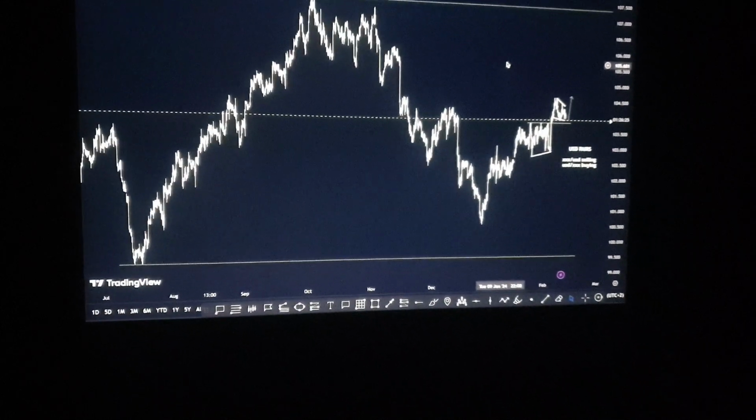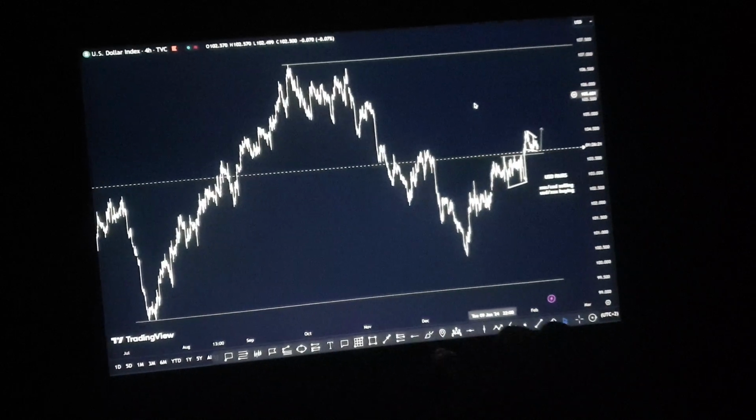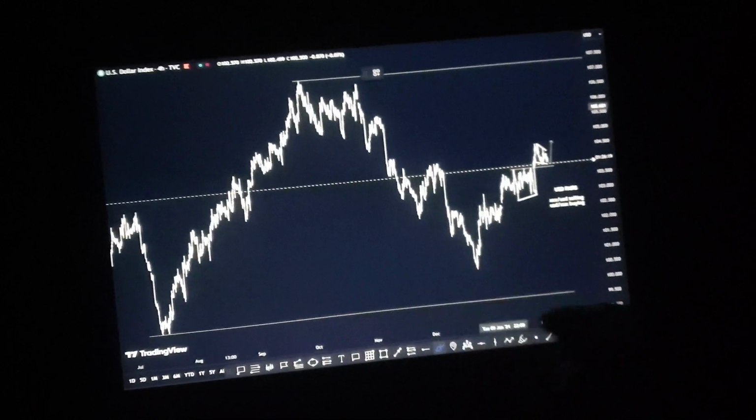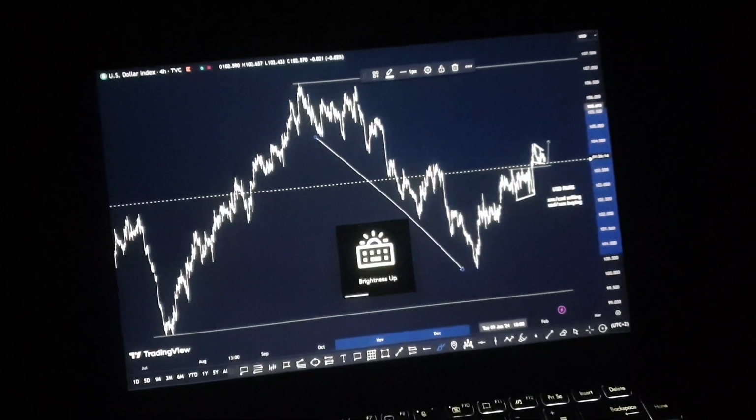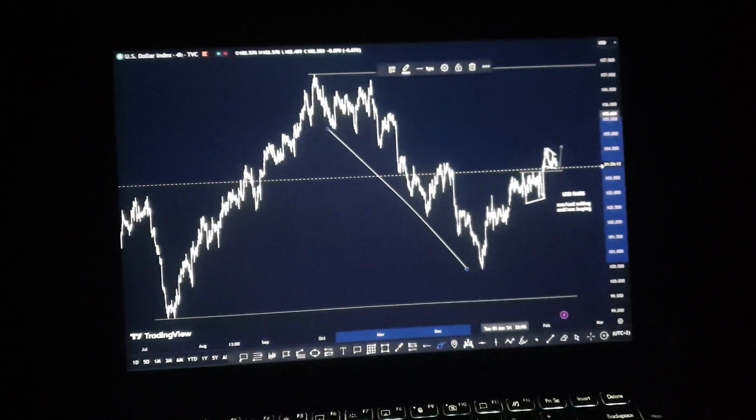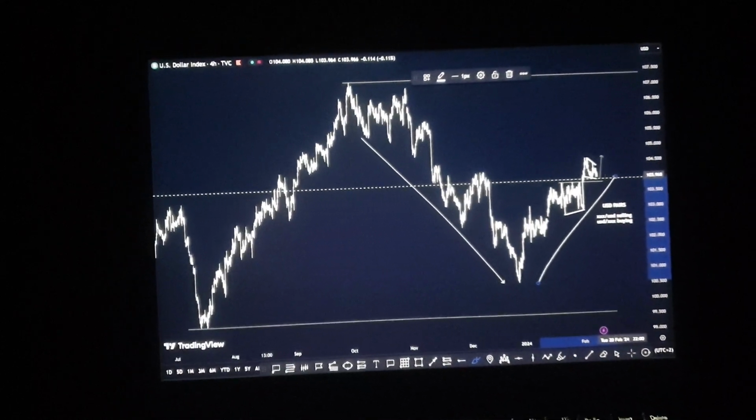But yeah, we have got the dollar index here. Let me just select my brush tool. As you can see, price has been in a bearish momentum for the longest of times, and quite recently we have been in a bullish momentum to the upside basically.